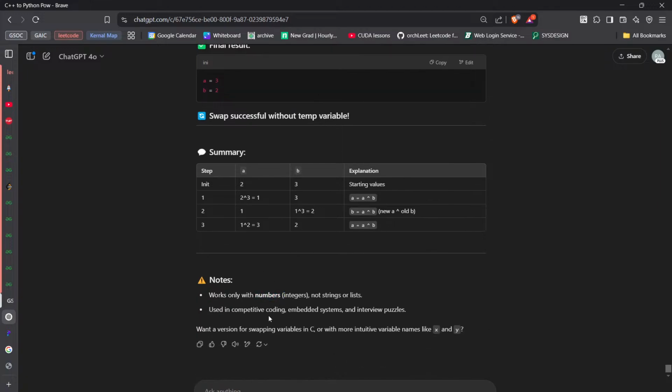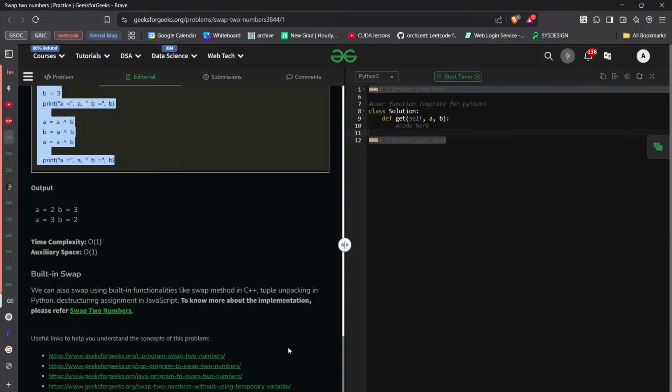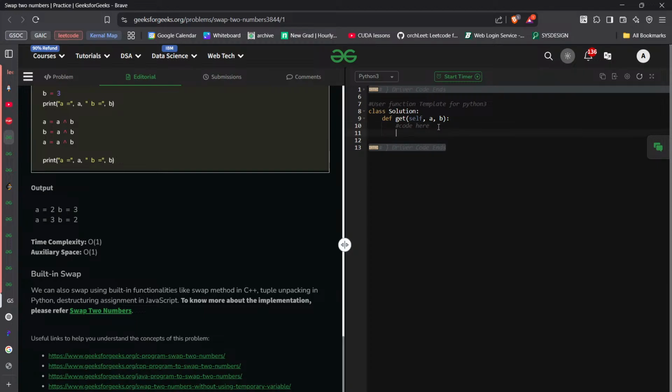This works only with numbers. It is a computer embedded system interview puzzle. The version of swapping variables is more intuitive. Like, A XOR equals B, A is equal to A XOR B, B is equal to B XOR A, A is equal to A XOR B.